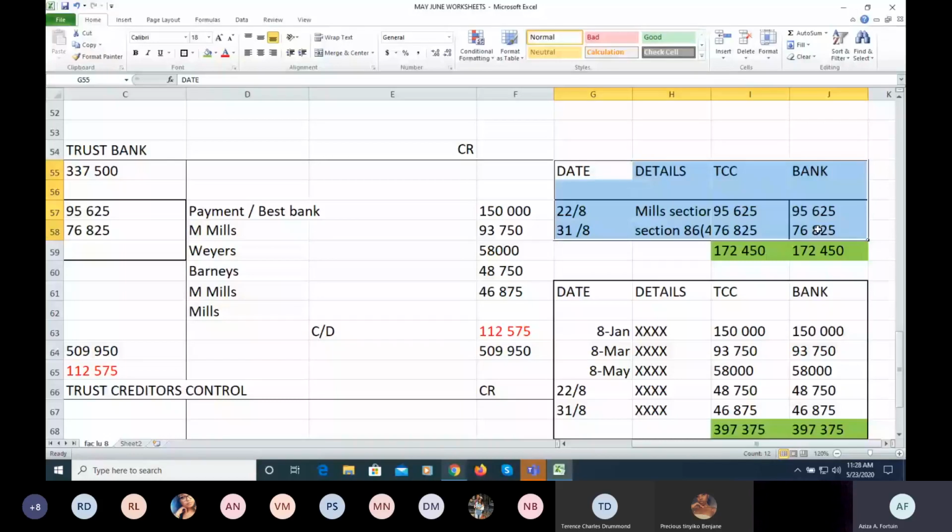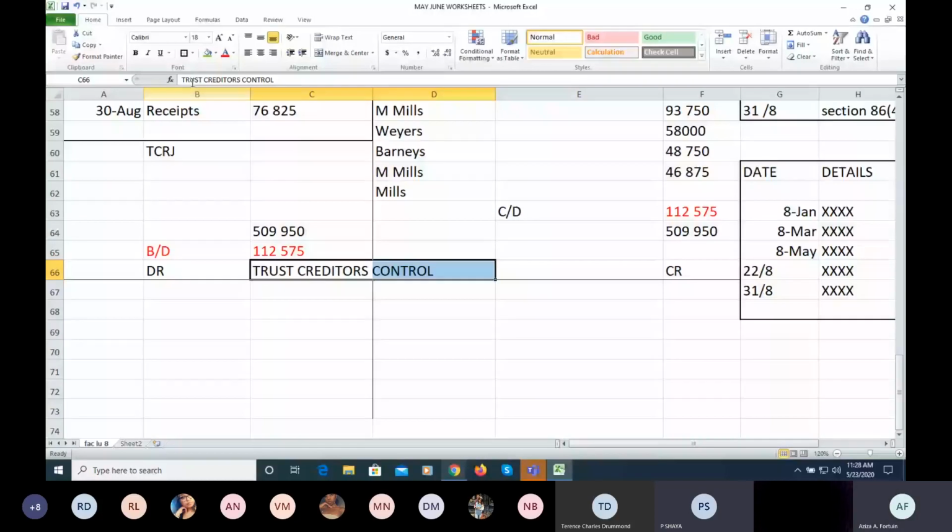So any other comments from the other students? Yeah, I think for me it has eliminated a lot of confusion because when I start with the journal, it mixes up the figures for me. So this is much better for me.